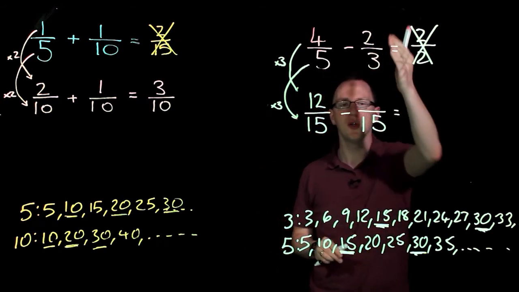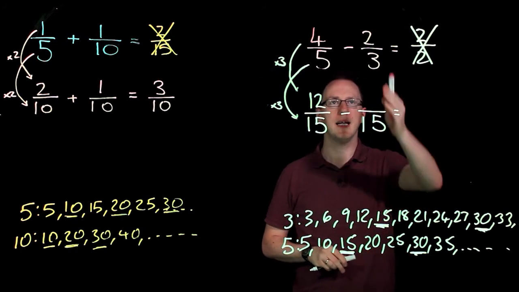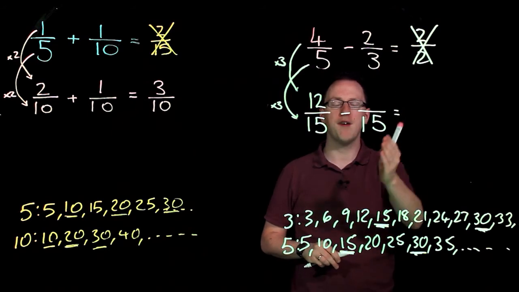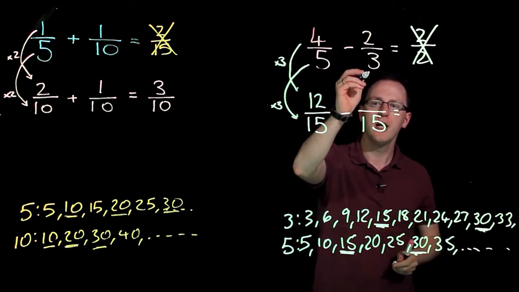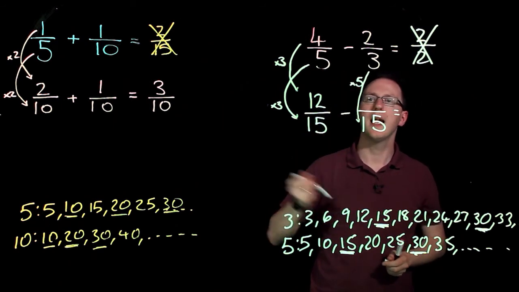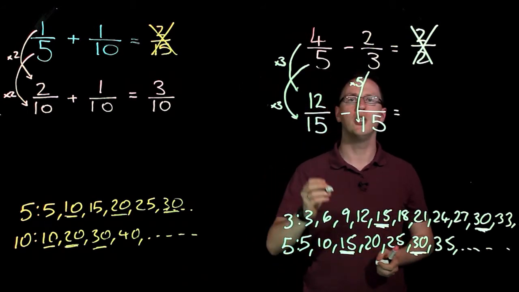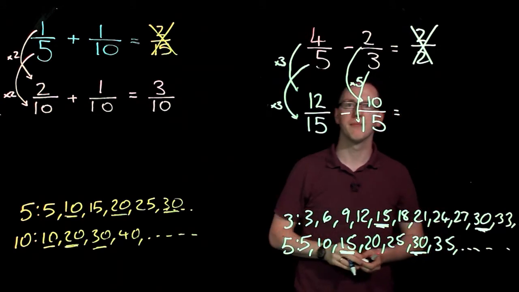Now I want to look at 2/3 and change that into some number of 15ths. I see that 3 times 5 is 15. 1, 2, 3, 4, 5. 3 times 5 is 15. So I times my denominator by 5. And then I'm going to do exactly the same thing to my numerator. So 2 times 5, that would be 10.